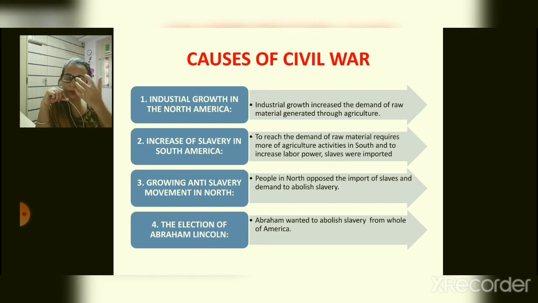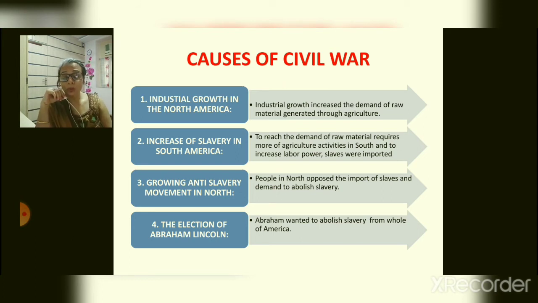So the people of the South were not happy. They said, if you do that, we will cut ourselves off from the Union of the USA. As we know, so many states had united together and fought against the Europeans. So even the South's people were part of this union. So they said, we will cut ourselves off. But Abraham did not listen to them. He went ahead to take a step to abolish the slavery system.